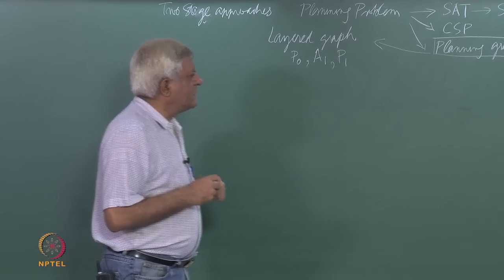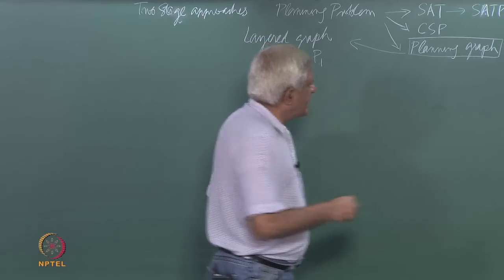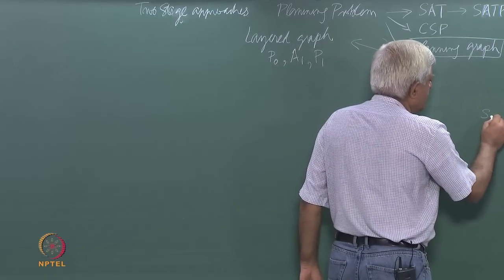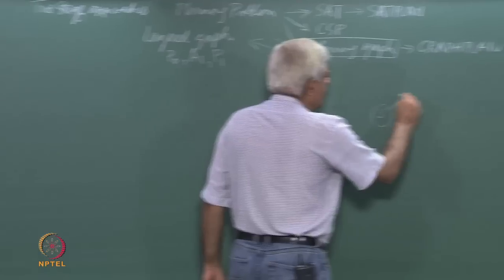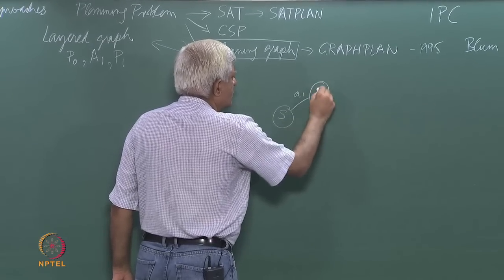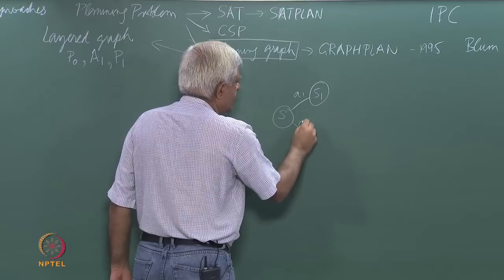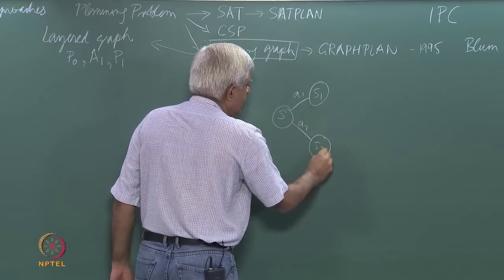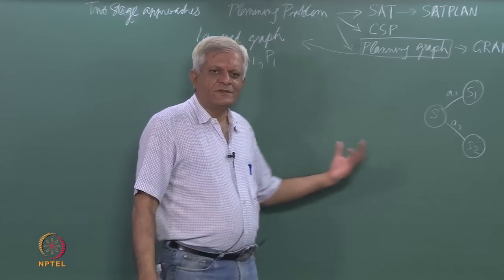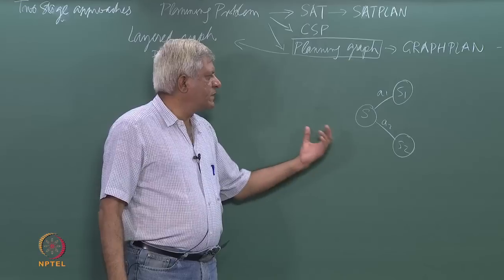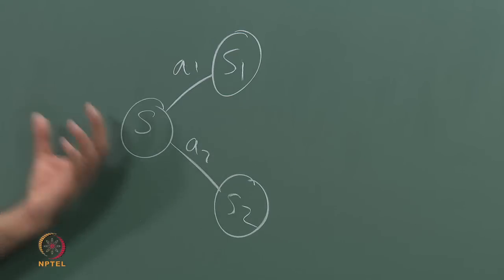So, if I have, for example, a start state and I can do action A1 to go to state S1 and I can do action A2 to go to state S2, that is what heuristic search, forward state space search, would do. It would say, should I go to S1 or should I go to S2?